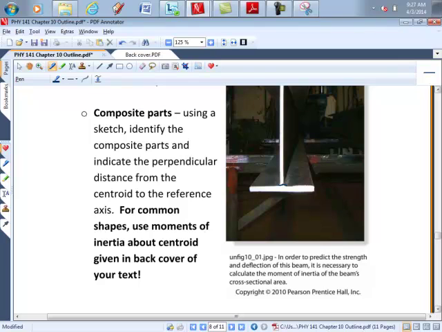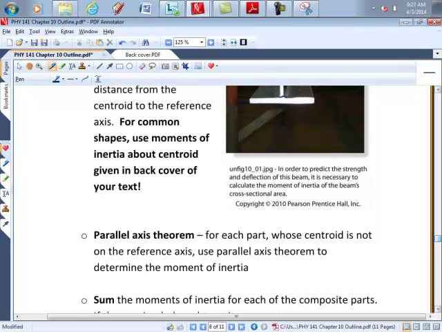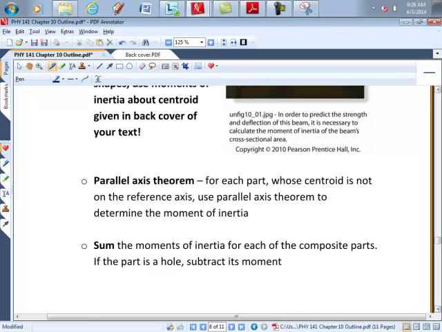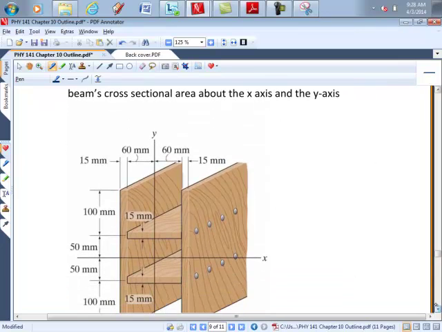So any rectangles, triangles, half circles, circles, the formulas are all in the back. And then we apply the parallel axis theorem. For each part whose centroid is not on the reference axis, use the parallel axis theorem to determine the moment of inertia. Sum all of the moments of inertia for each of the composite parts. If the part is a hole, then it has a negative moment of inertia, so we would subtract it. So it sounds as easy as the centroid calculations, but there are quite a few more steps.